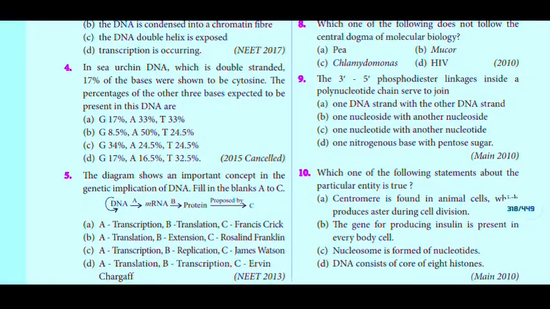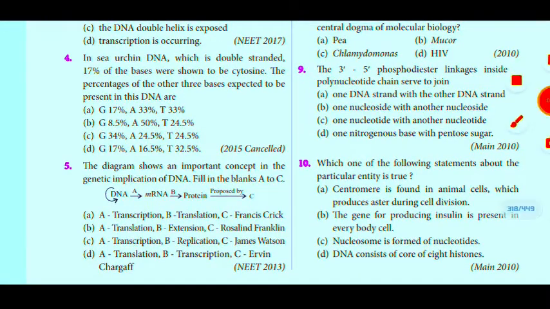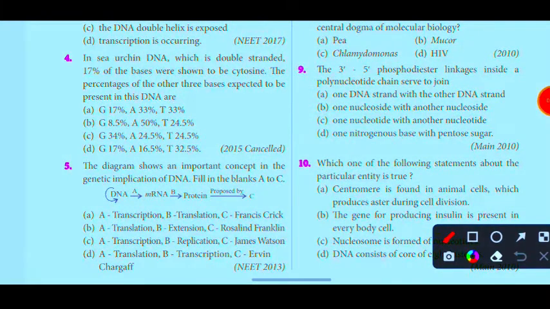Next question is, the 3' 5' phosphodiester linkages inside a polynucleotide chain serve to join one DNA strand with the other DNA strand. Option B is one nucleoside with another nucleoside. Option C is one nucleotide with another nucleotide. Option D is one nitrogenous base with pentose sugar. So the answer is C, that is nucleotide with another nucleotide. Trick is polynucleotide.